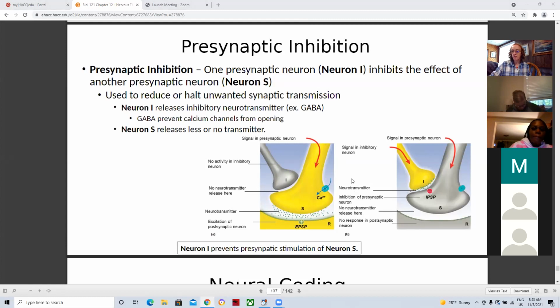Is this clear? So it's essentially one presynaptic neuron inhibiting or enhancing the effects of the second one, by either applying an excitatory neurotransmitter or an inhibitory neurotransmitter.